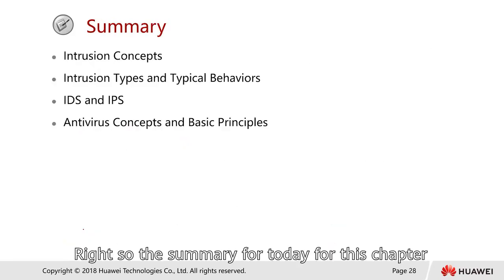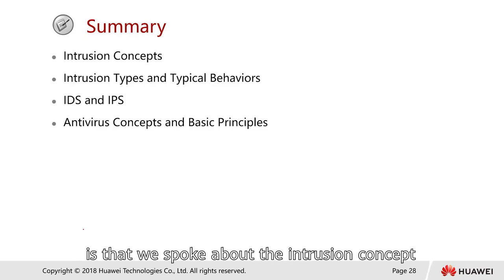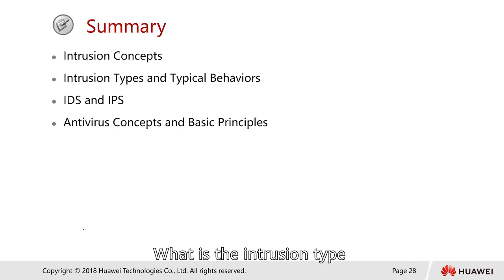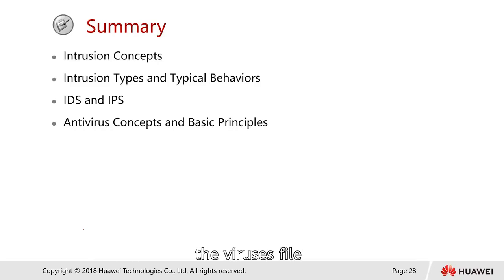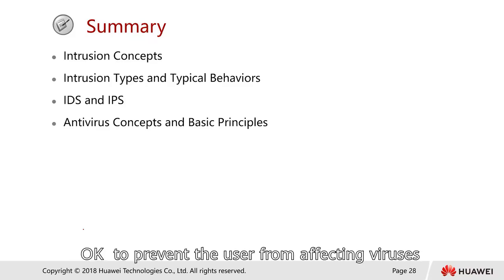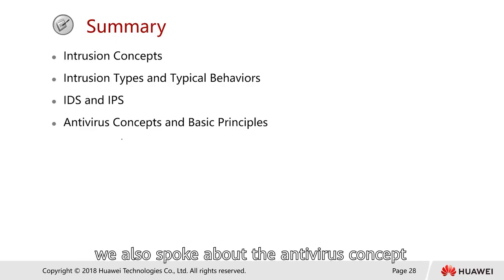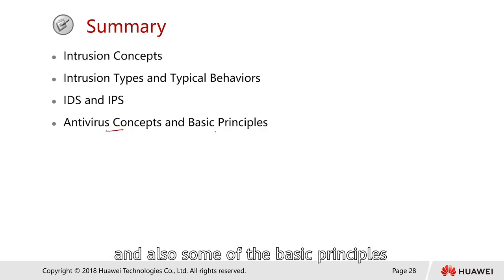Right, so the summary for this chapter is that we spoke about the intrusion concept, the intrusion types, and the typical behavior, and we spoke about IDS versus IPS. One detects without preventing, and one prevents. That means if they detect this kind of pattern, they will block the traffic, and they might also remove the virus file to prevent the user from being infected. Finally, we also spoke about the antivirus concept and some of the basic principles.